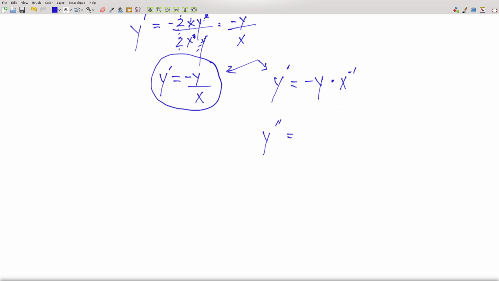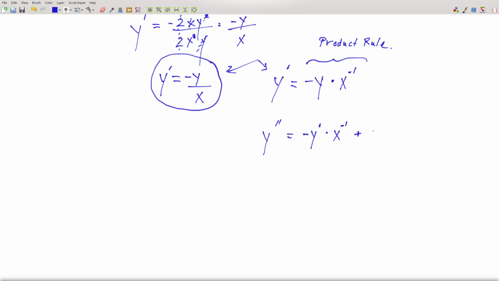So the derivative of the first derivative is the second derivative. That's pretty easy. And now here again we have the product of two things, so I'll have to use the product rule, because I'm multiplying negative y and x to the negative 1, right? So the derivative of negative y, that's like negative 1 times y, so that's just negative 1 times y prime. So this is negative 1 y prime there, and that's going to be times x to the negative 1, leaving it alone.